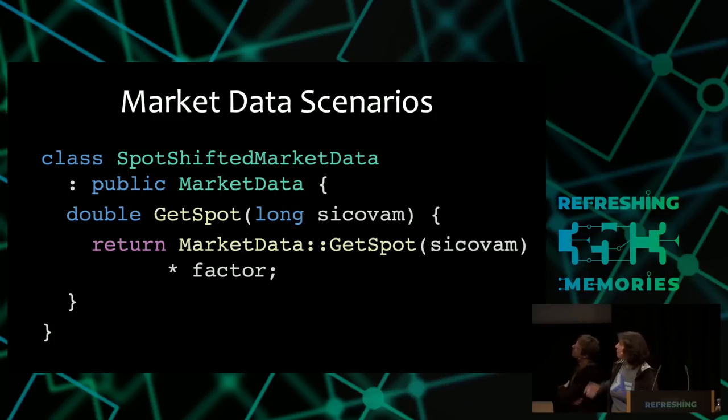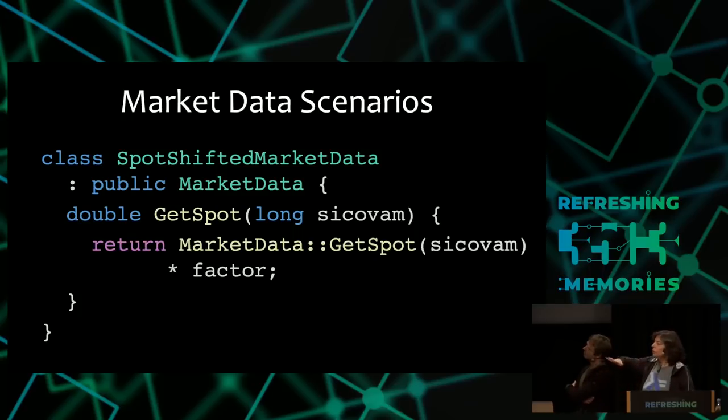And for this what-if game, they take the spot price and they actually want to shift it. So they want to say, what if the spot price were different, and what would happen then with my options? And if you want to modify something in object orientation, you write a derived class. And this is the derived class, spot shifted market data, and this derived class overrides the getSpot method, and it takes the value of the parent class, and then multiplies it with a factor. Sounds straightforward so far.